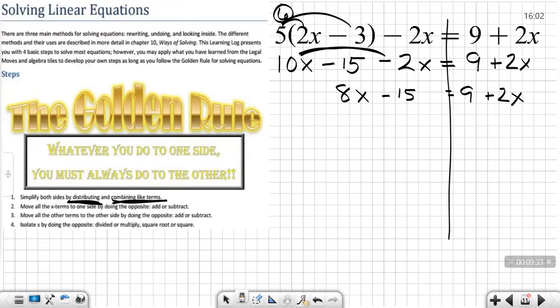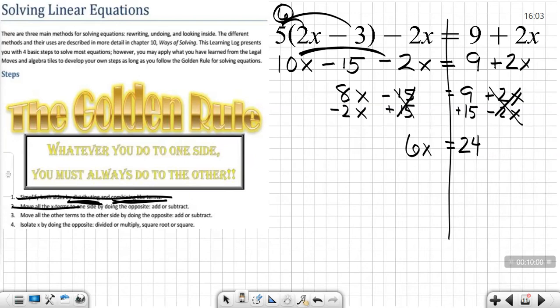Now I'm going to work toward moving all my x's to one side and getting all my other terms to the other side. I'm going to choose to move the 2x, so I will subtract 2x. That means my x's will be on the left, so I'm also going to want to get rid of this 15. I'll do the opposite by adding 15. This gives me 6x, as these will cancel. My 2x's cancel over here, giving me an equal to 24. And that's steps 2 and 3 in this case.